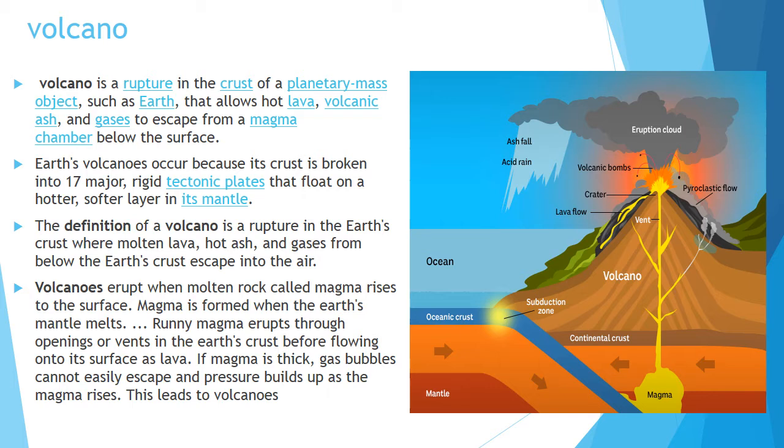If magma is thick, gas bubbles cannot easily escape and pressure builds up as magma rises, and this leads to volcanoes. Whenever the magma is thick, the gas cannot escape, and because of this gas pressure, the volcano erupts and rises high towards the sky.